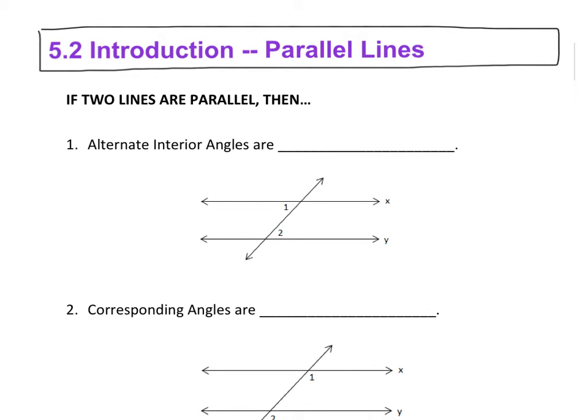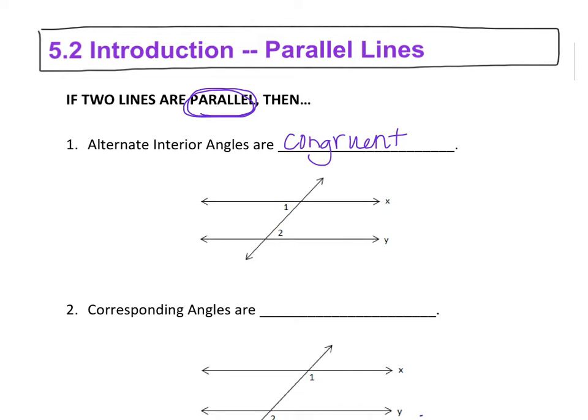All right, in 5.2, we're going to talk specifically about parallel lines with that transversal. So if two lines are parallel, and this is the key word, if they are parallel and they have that transversal cutting through, then the following statements will be true. Alternate interior angles are congruent every single time.